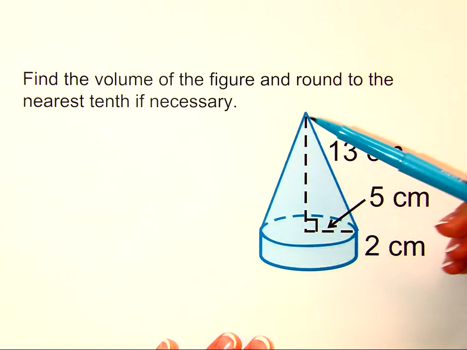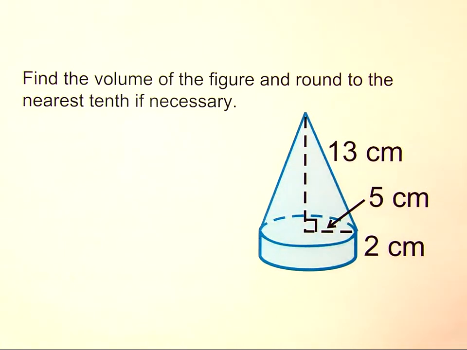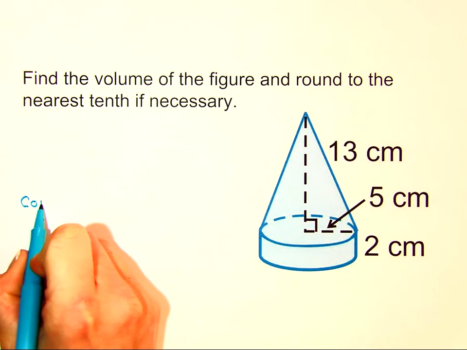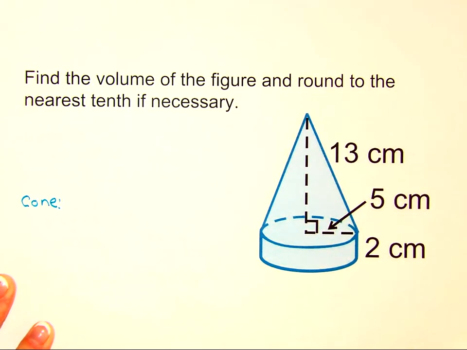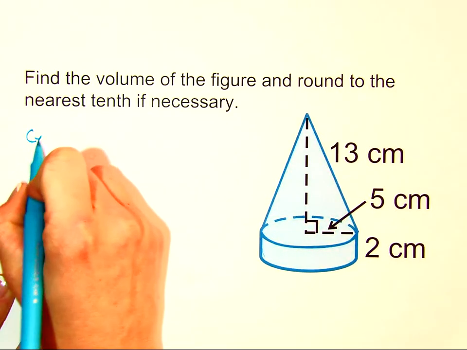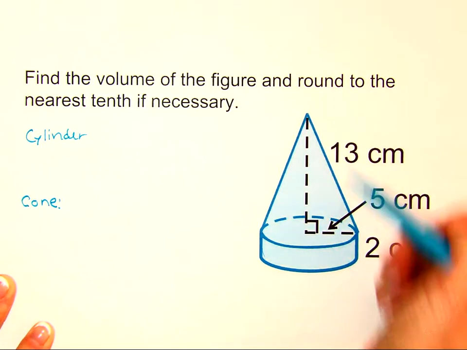So if we look at the image here, this top part we can see is a cone. So we know we need the volume formula for a cone. And then we can see this bottom part here is actually a little cylinder. So we need the volume formula of a cylinder. And those combined are going to give us the volume for this overall shape.